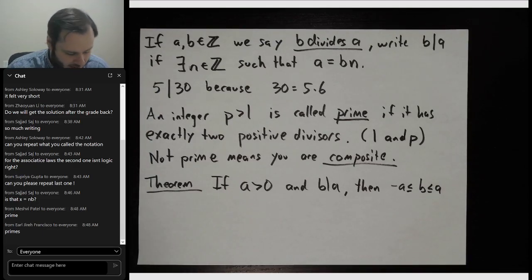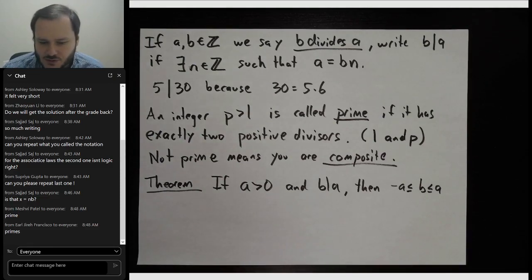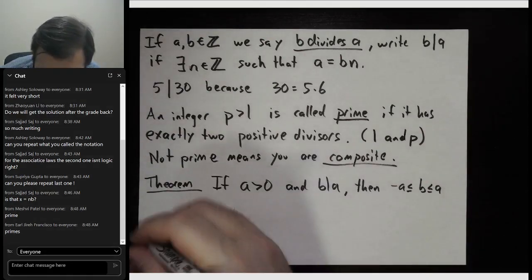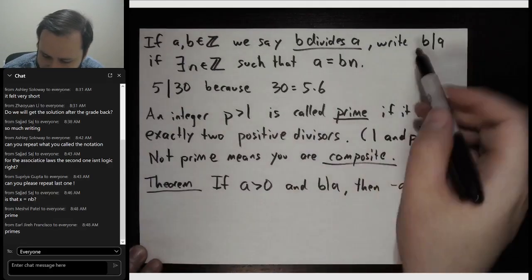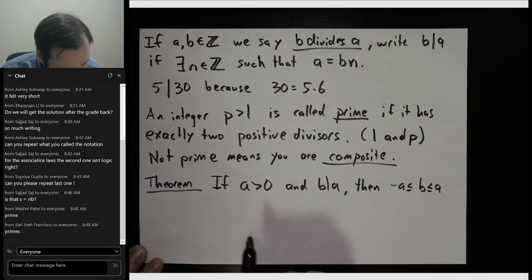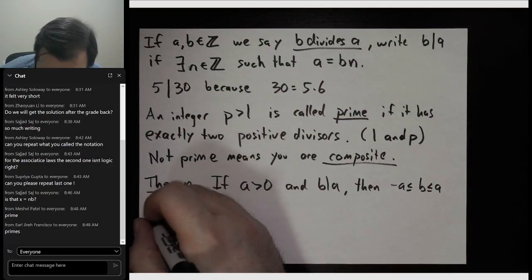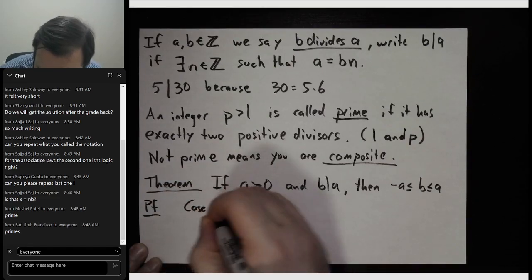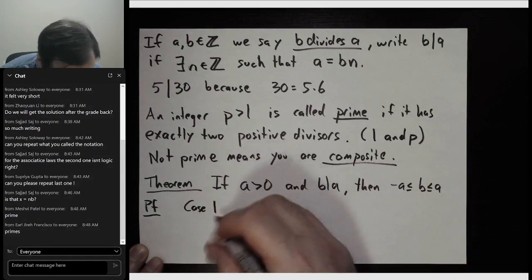We need to write down a careful argument that justifies it to someone who isn't sure, right? Why? There's so many numbers. Why can't a bigger number ever be a multiple of a smaller number? And all we have is our definition of what it means to divide. So let's try a couple of cases. So proof. Case 1, let's look at b as positive.